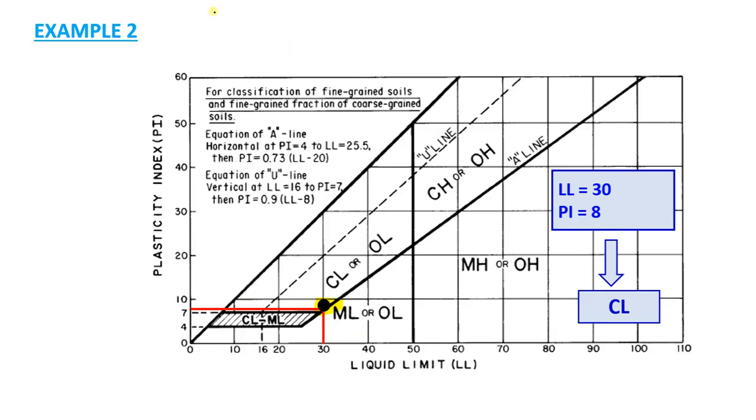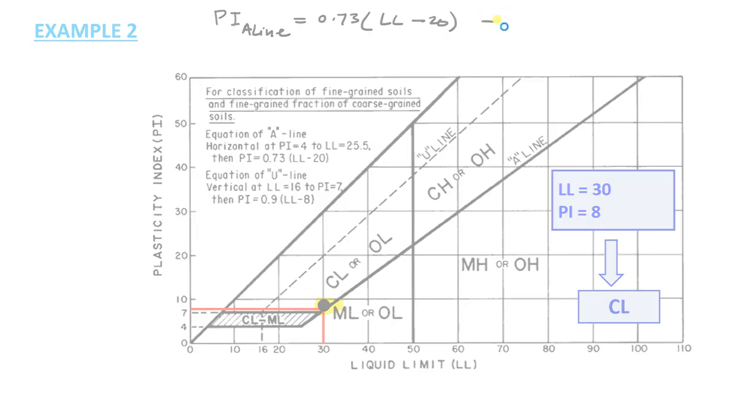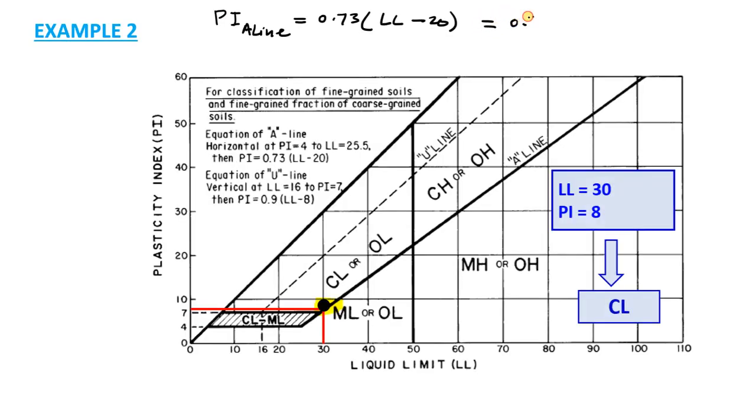So I'm going to take the help of this equation. Plasticity index of the A-line is equal to 0.73 times (liquid limit minus 20). So this is 0.73 times (30 minus 20). When we simplify this, it comes as 7.3. Now we have to look at what our PI value is. The value of PI is 8.